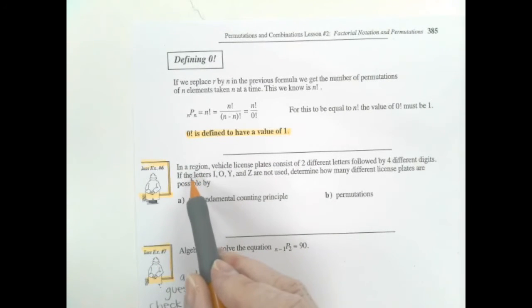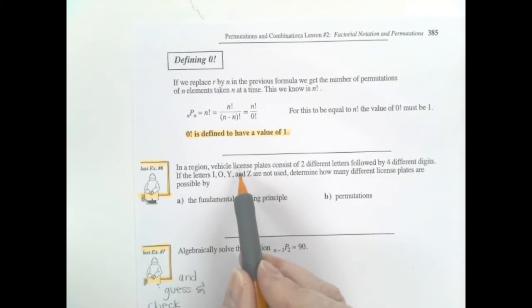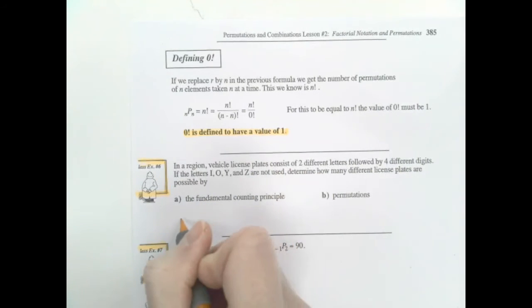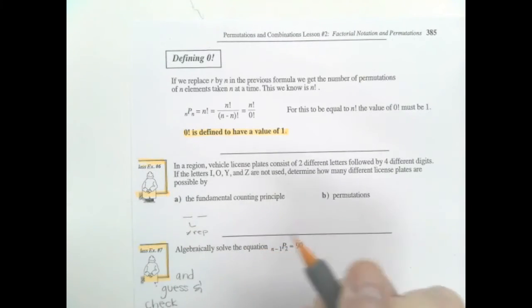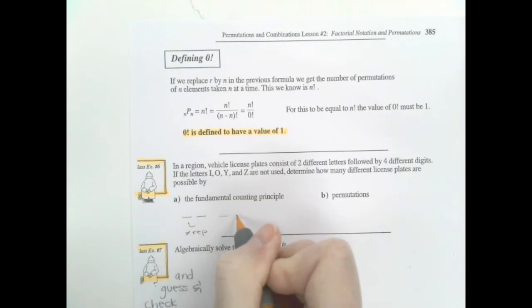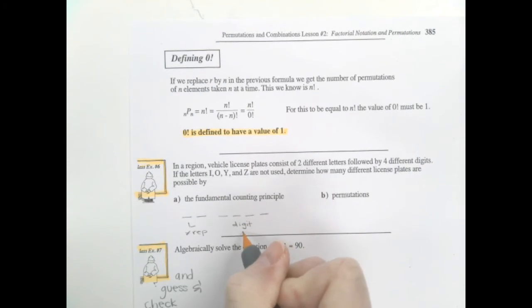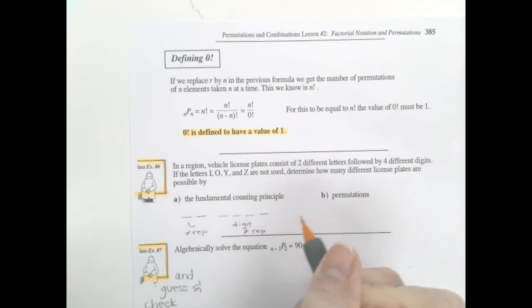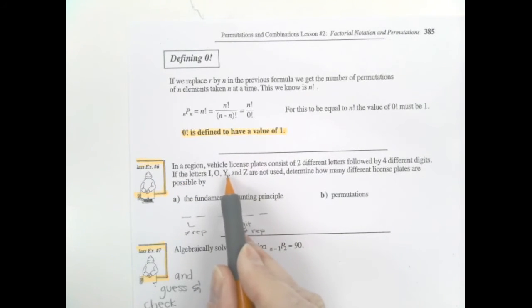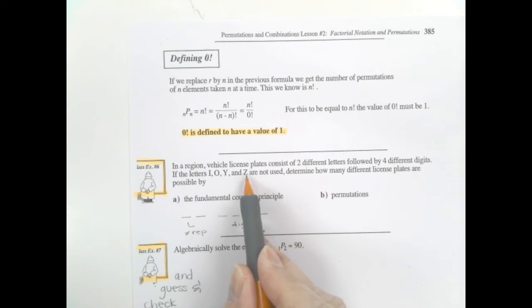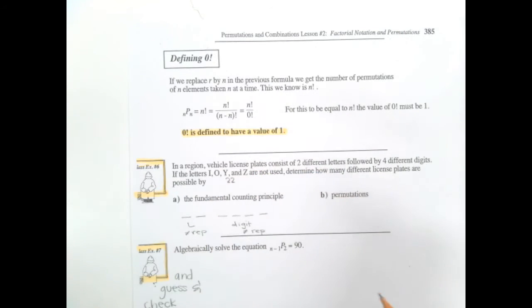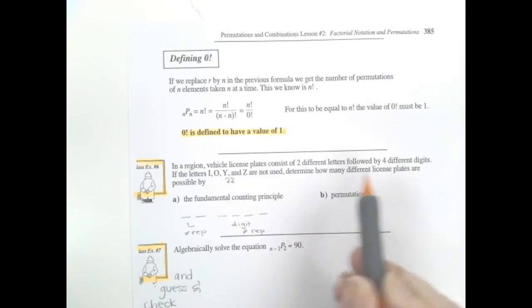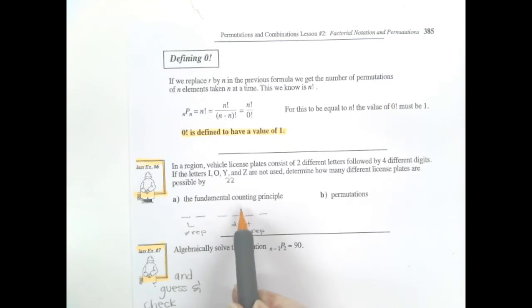So here we go. In a region, vehicle license plates consist of 2 different letters. So letter, and we're not repeating. Followed by 4 different digits. 3, 4 digits. And they are not repeating either. If the letters I, O, Y, and Z are not used, so then we've only got 22 letters of the alphabet available. Determine how many different license plates are possible using fundamental counting principle.